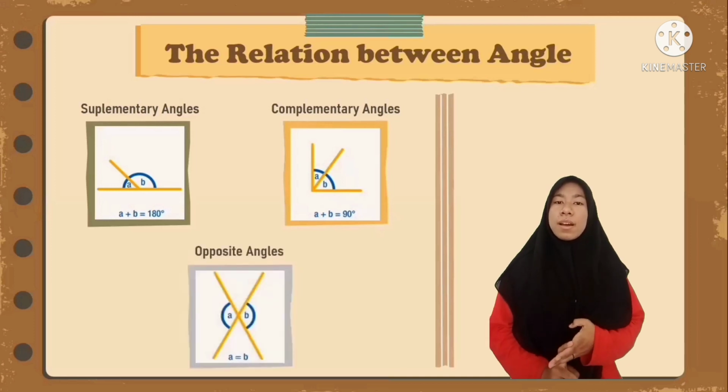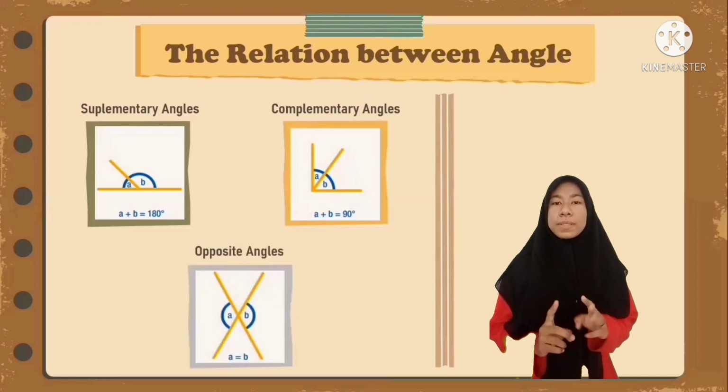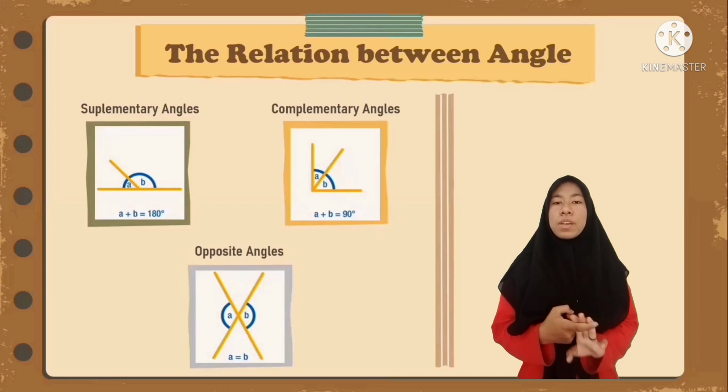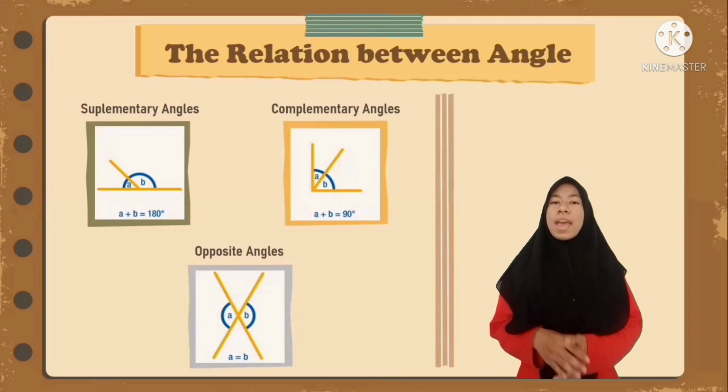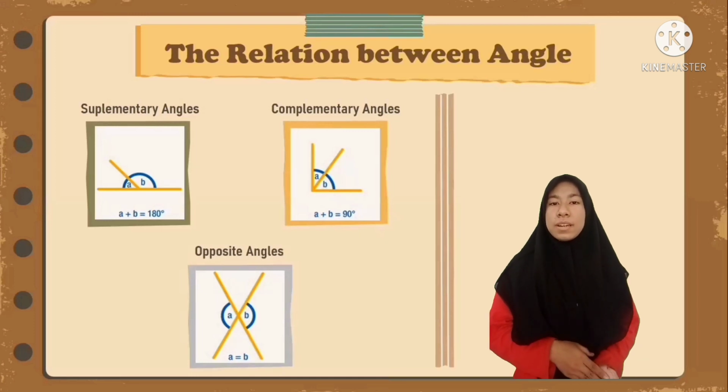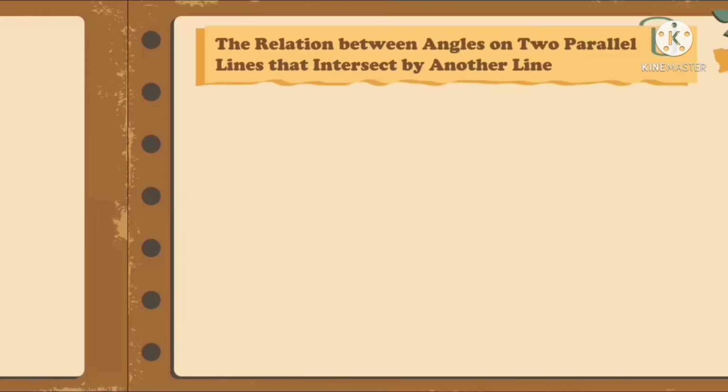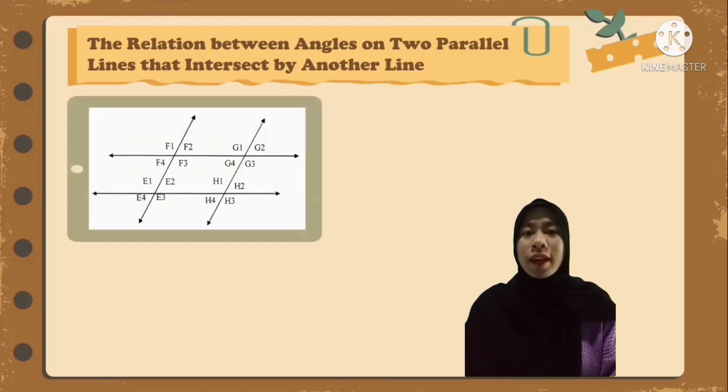Number 3, opposite angles. Opposite angles are two angles which are opposite to each other and formed by two intersecting lines, and they have the same measure. Relation between angles on two parallel lines that are intersected by another line.